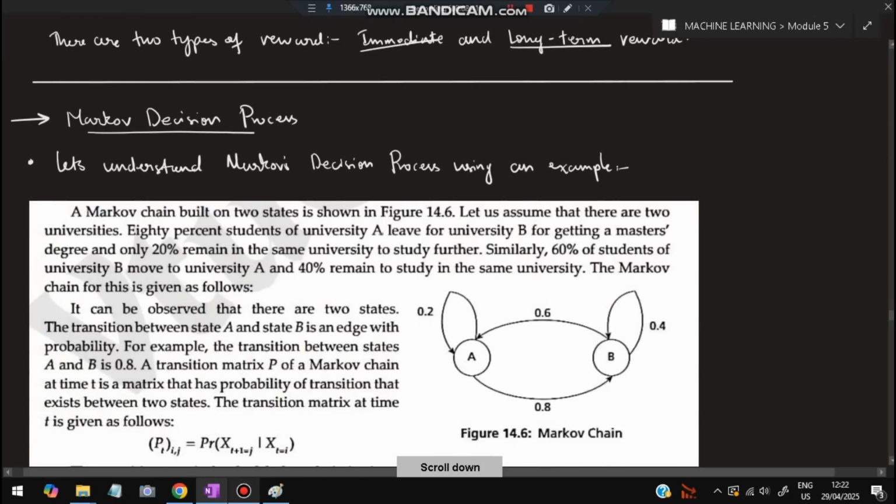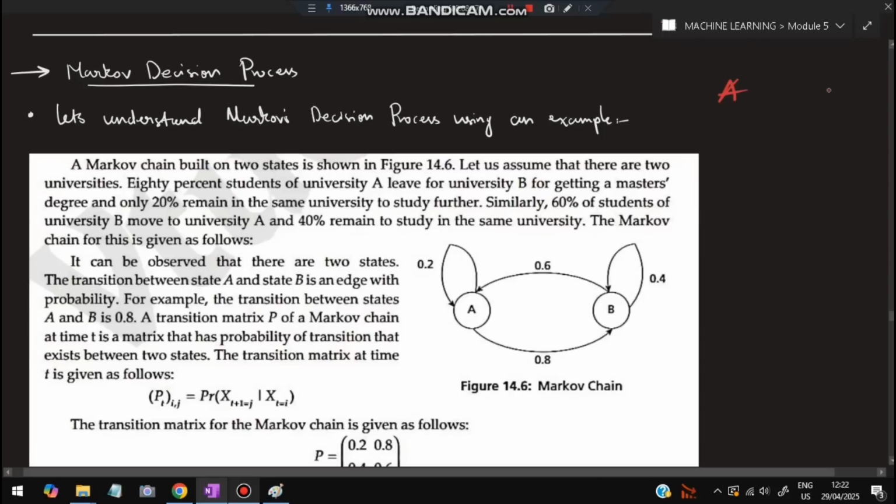Okay, the next topic is Markov decision process. So let's understand the Markov decision process using an example. So suppose that there is a university A and a university B.